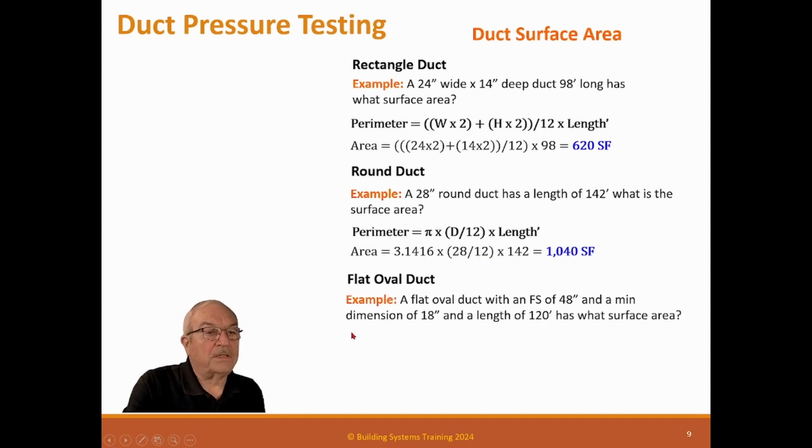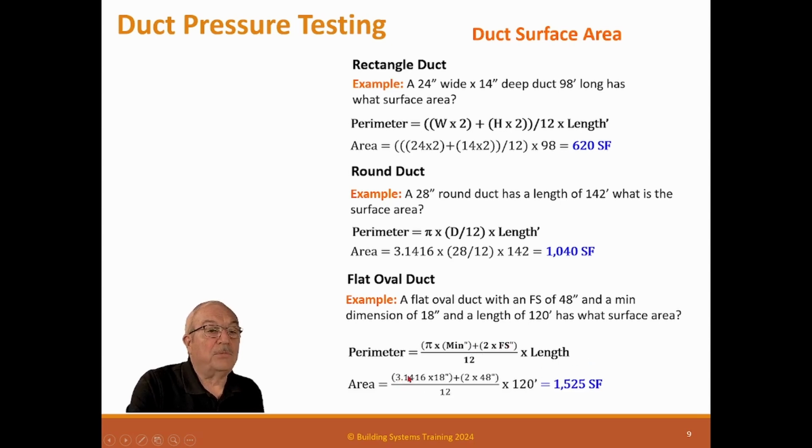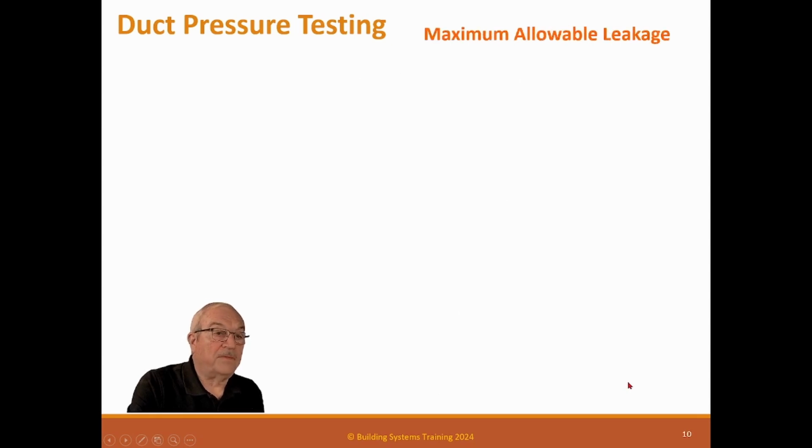A flat oval duct with a flat span of 48 inches and a minimum dimension of 18 inches and a length of 120 feet has what surface area? So using the formula, perimeter equals pi times minimum, in inches, plus 2 times the flat span, in inches, divided by 12, times the length. So that would equal 3.1416 times 18 inches plus 2 times 48 inches, which is the flat area of the oval, divided by 12, times 120, equals 1,525 square feet.